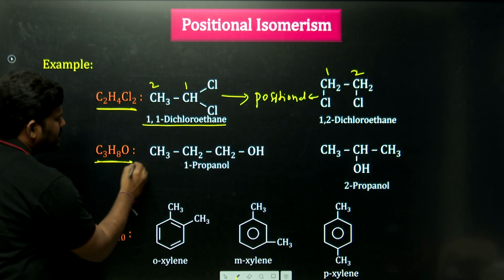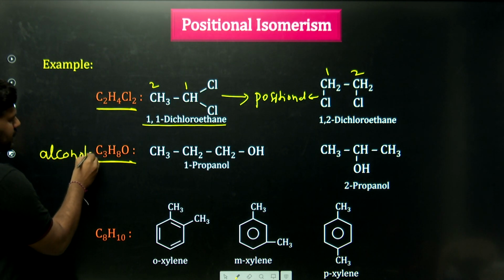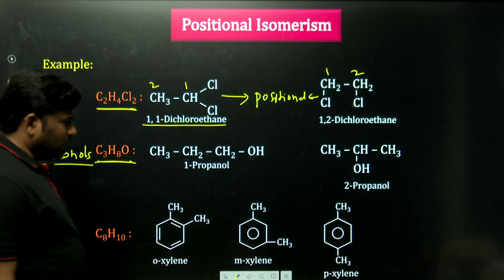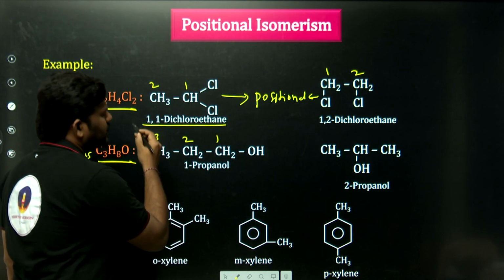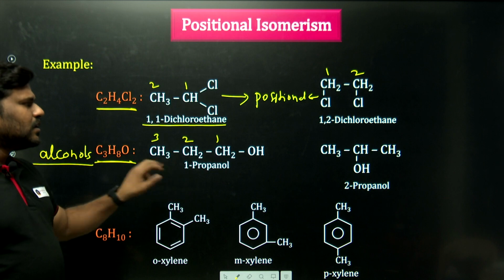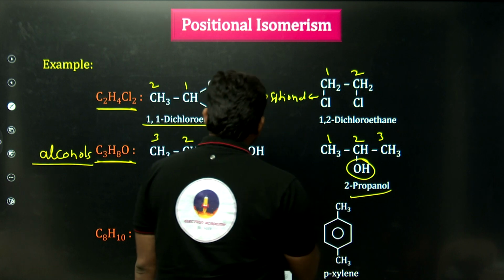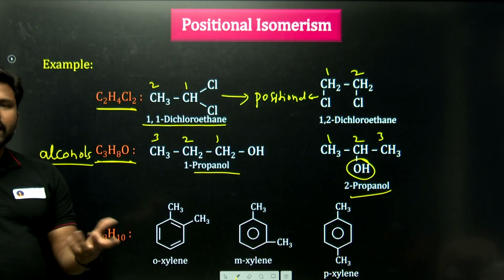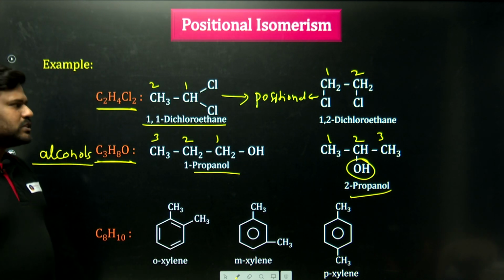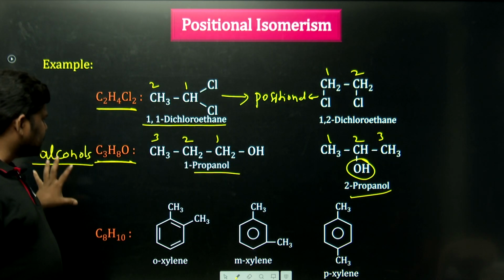Similarly, compounds with formula C3H8O are called alcohols. Alcohols can also exhibit positional isomerism. Numbering 1, 2, 3: with the alcohol at the first position, what is the name? 1-propanol. Here I arranged it at the second position, so 2-propanol. 1-propanol and 2-propanol have the same molecular formula, so they are positional isomers. This is one category, about alcohols.